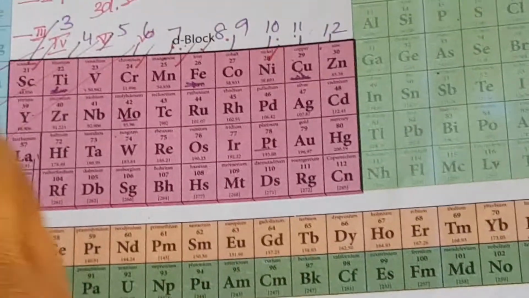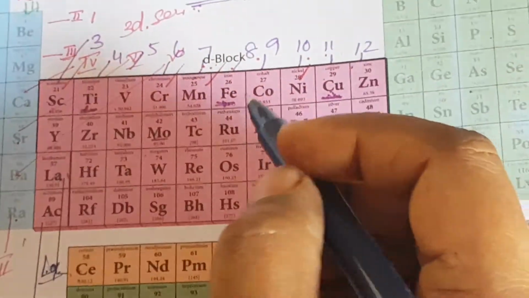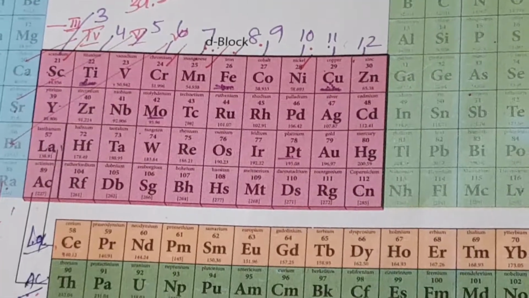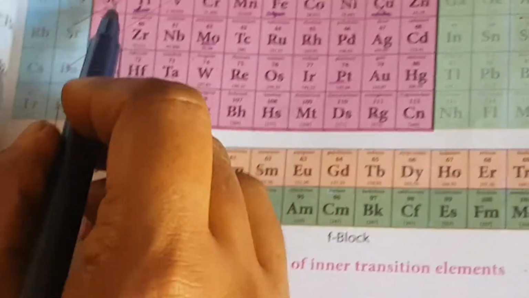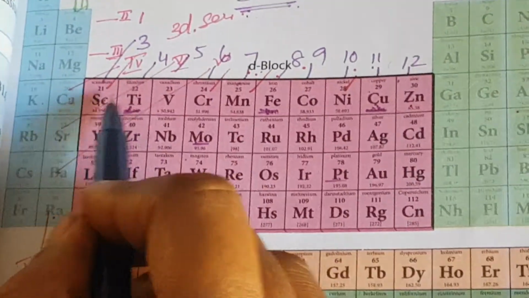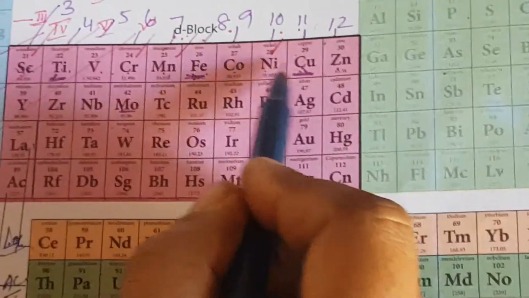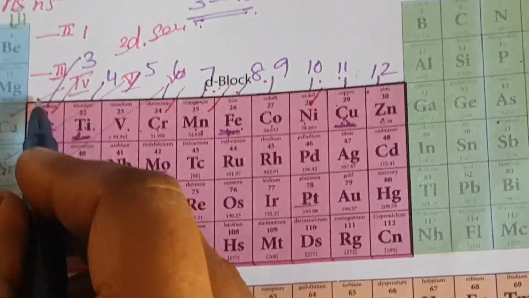Next, iron is in the fourth period, starting from scandium. What are the elements of this period? Scandium to zinc. Here there are 10 elements: 1 2 3 4 5 6 7 8 9 10. In these, the last electron enters the d orbital.